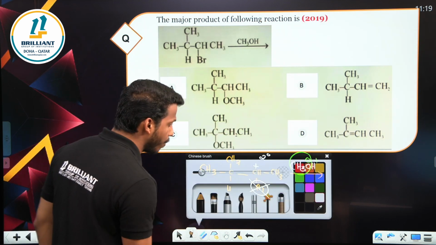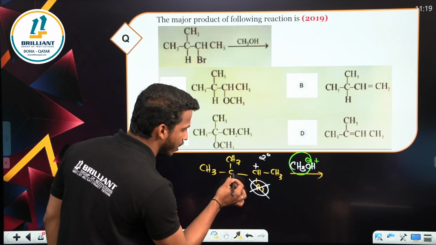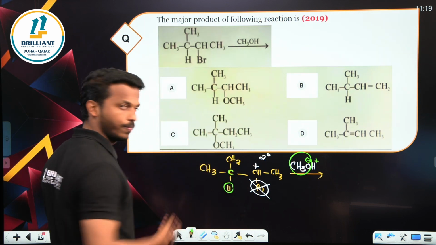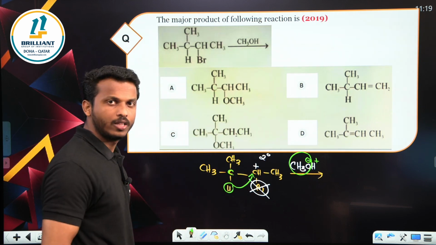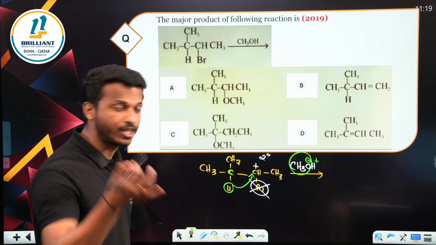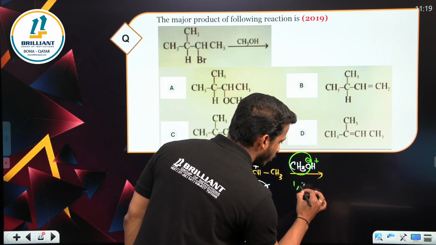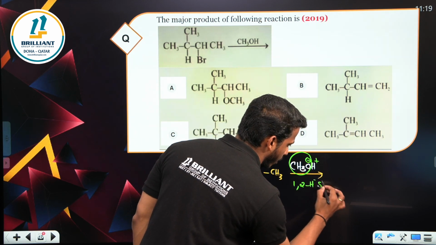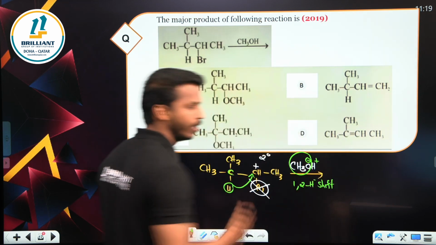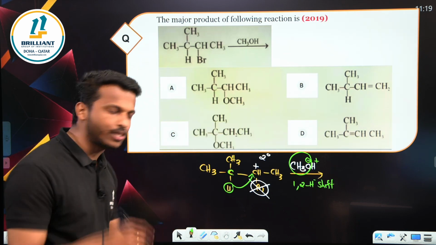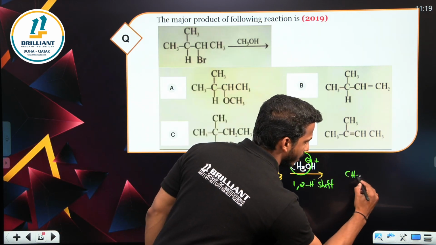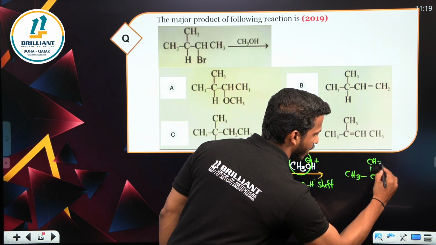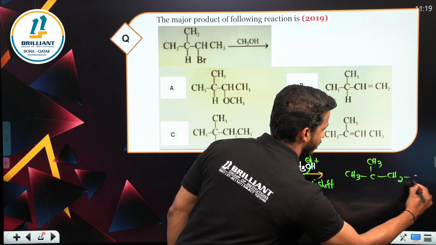Yes. You can see that on the nearest carbon, this one, there is a hydrogen. If you transfer this hydrogen to this carbon, what is this called? 1,2 hydride shift, right? When this hydrogen shifts to the nearest carbon, you will get the compound CH3, CCH3, CH2 and CH3.